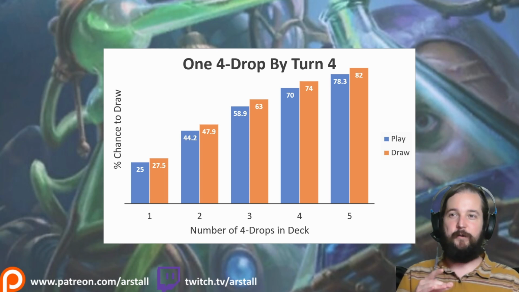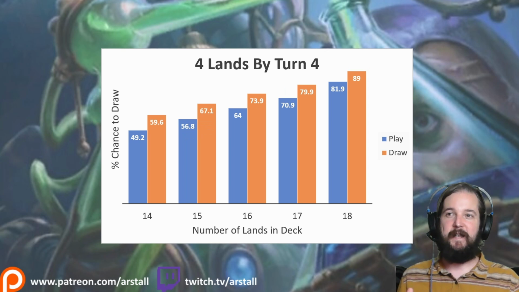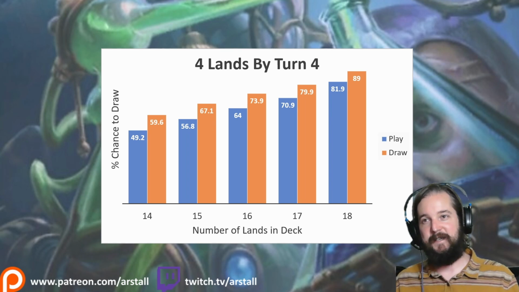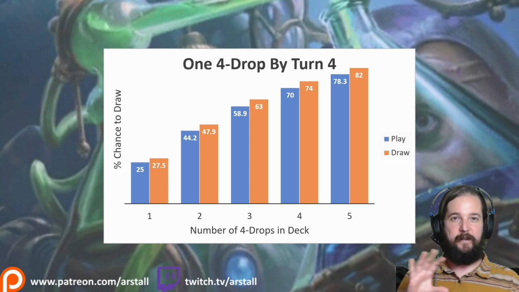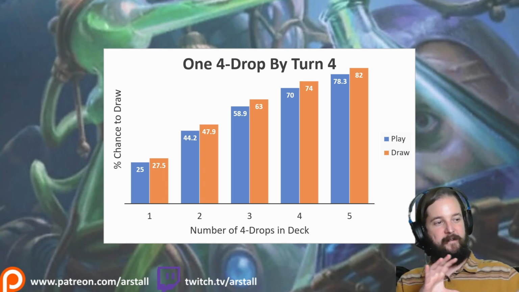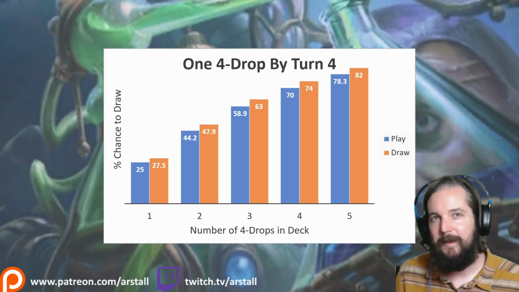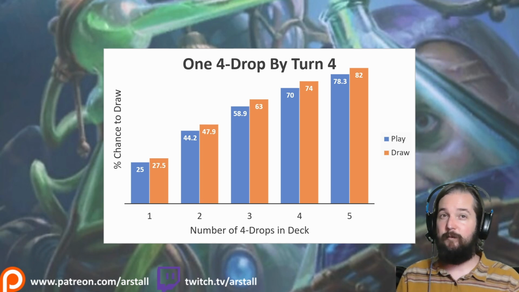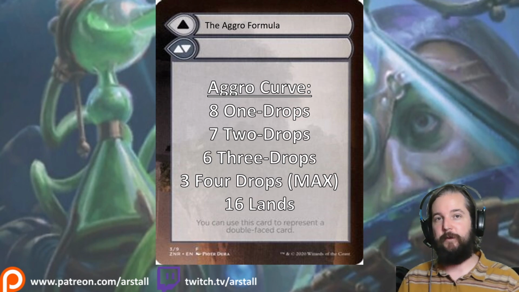63 on the draw is still below the 64. And then same thing, if you go to 2 4-drops, you only have a 47.9% chance, and that's less than the 15. So you can kind of balance these two back and forth and go like, okay, well, if I tweak the top end of my deck down, then I can also afford to lower the amount of lands that I'm playing in my deck. And so this is how I came up with my aggro formula.